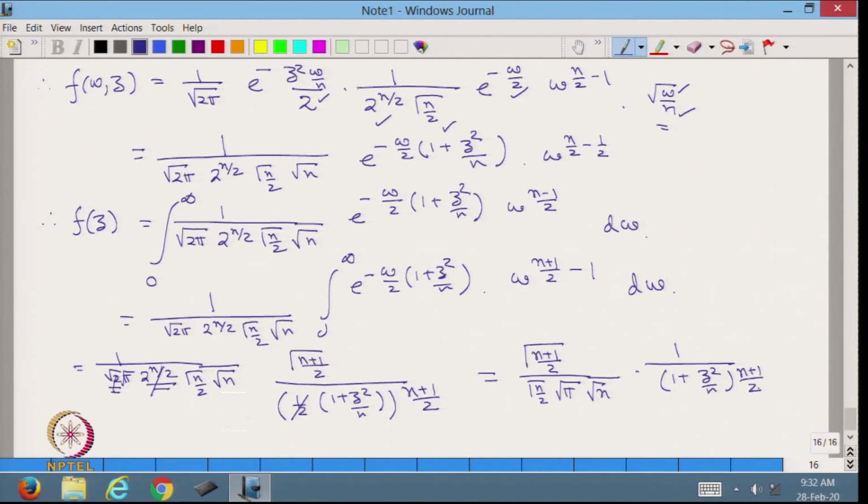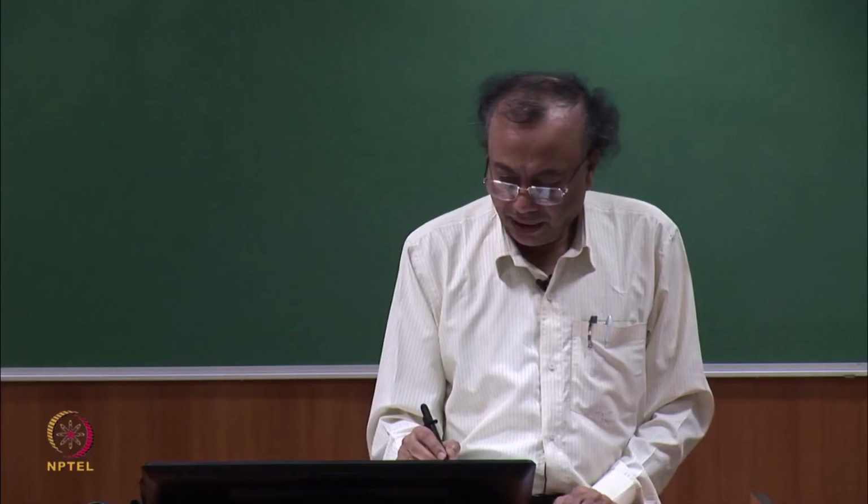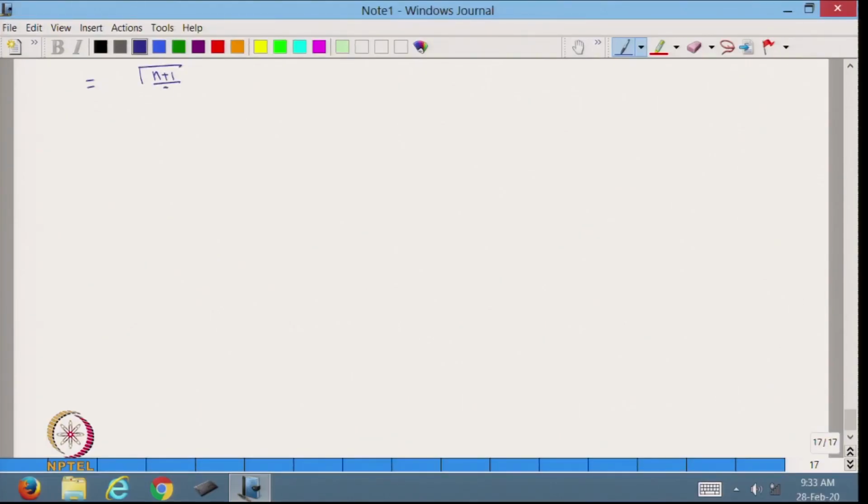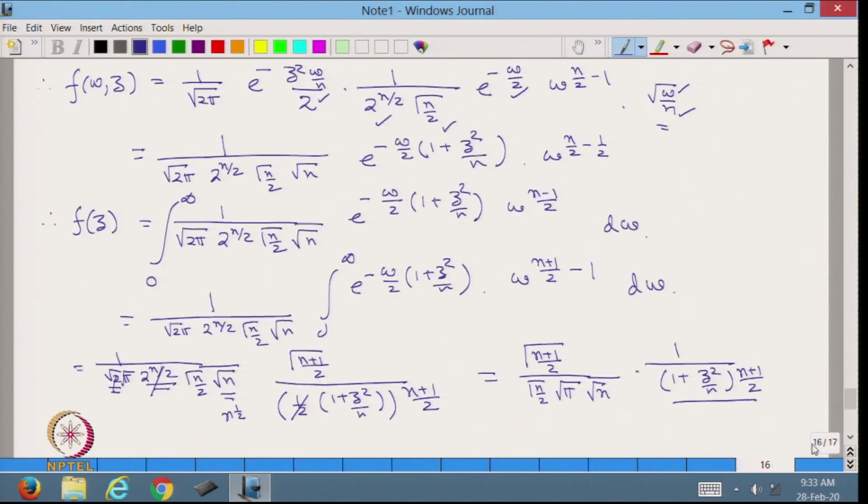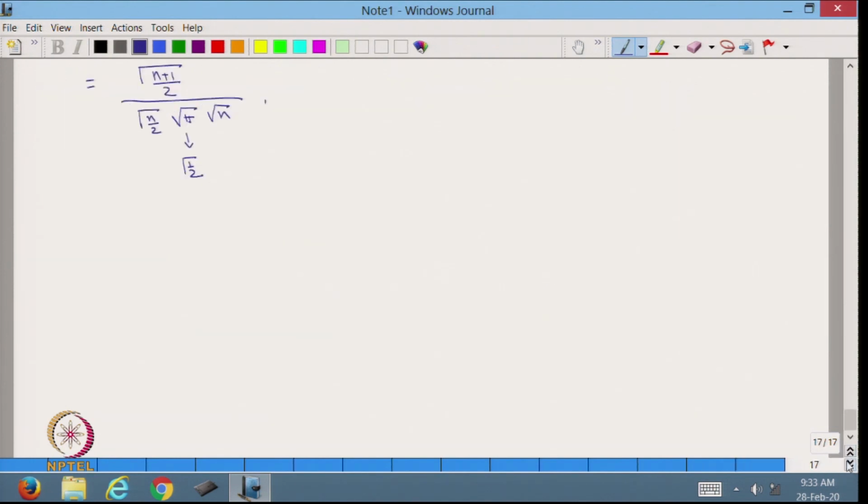So, let me write it again. So, gamma n plus 1 by 2 upon gamma n by 2 root over pi root over n. Now, we know that root over pi is equal to gamma half, multiplied by 1 upon 1 plus z square by n to the power n plus 1 by 2.